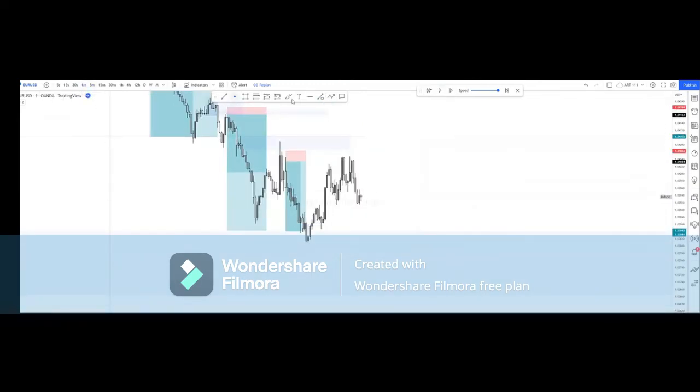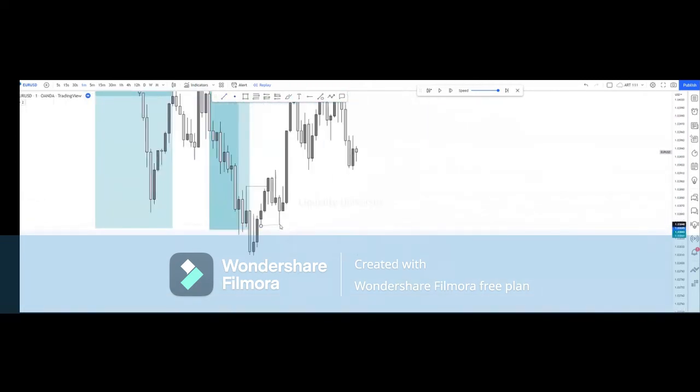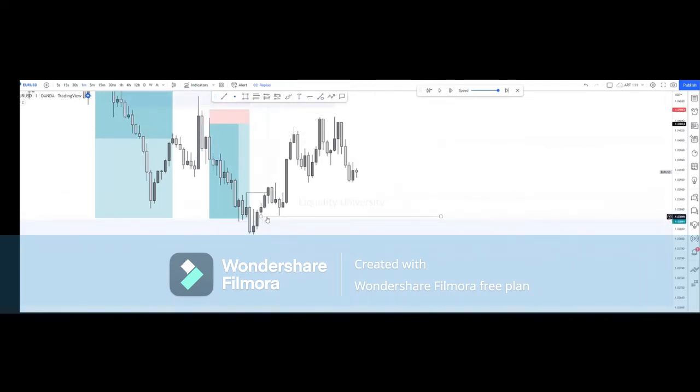All right, so I already see our range. So it broke structure here, took out liquidity here. So that's our range. Equal lows. Let me zoom in here. Equal lows, you see that? There's a reason why it's there. So we're gonna just long below that.